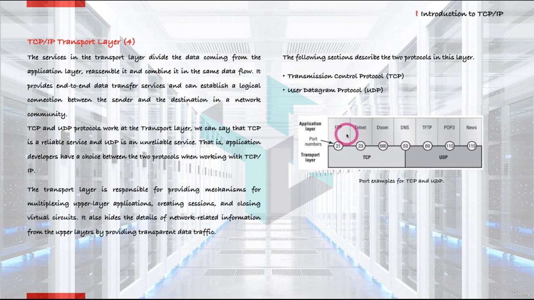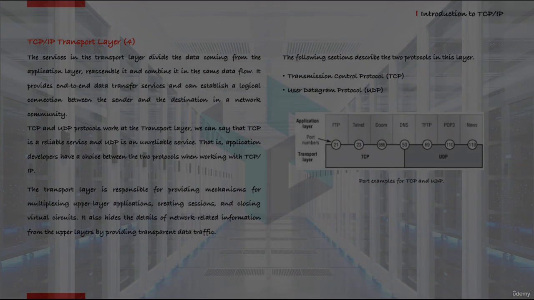The port number of the FTP application is 21 and it uses the TCP protocol. The TFTP application uses port 69 and the UDP protocol. DNS, on the other hand, uses port 53 and can use both TCP and UDP. This is our transport layer, and this is our application layer. All of the applications we use here have a port number, and these port numbers use either TCP or UDP.